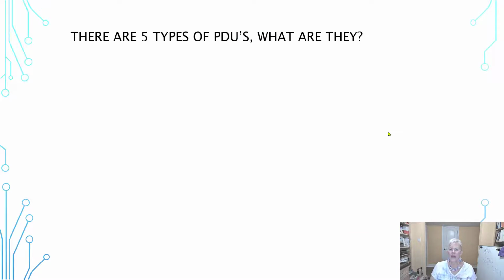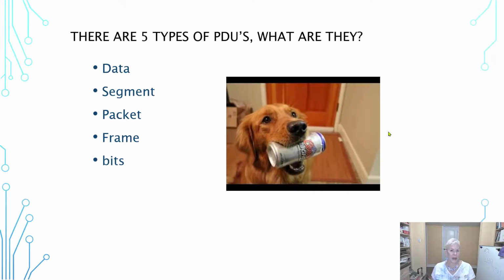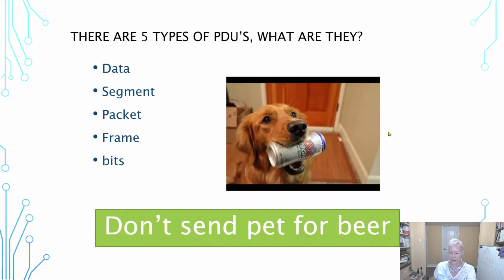There are 5 types of PDUs. What are they? Data, segment, packet, frame, bits. I remember it by don't send pets for beer. And you can see I messed up when I didn't say the little mnemonic first. Don't send pets for beer. Data, segment, packet, frame, bits.